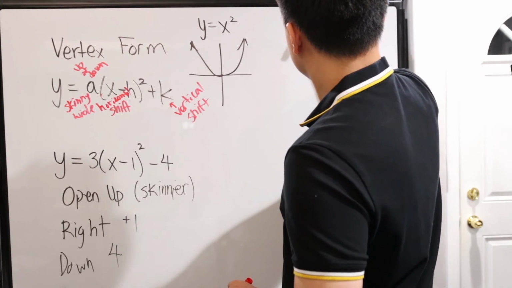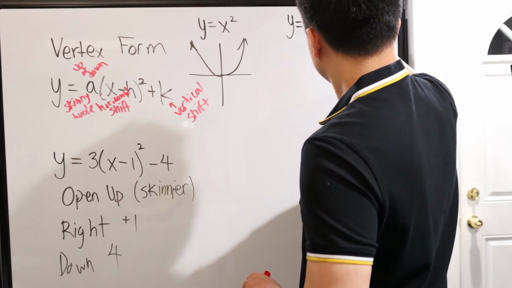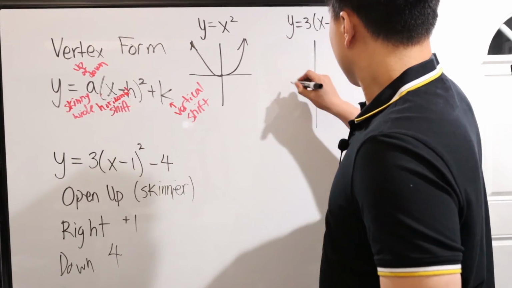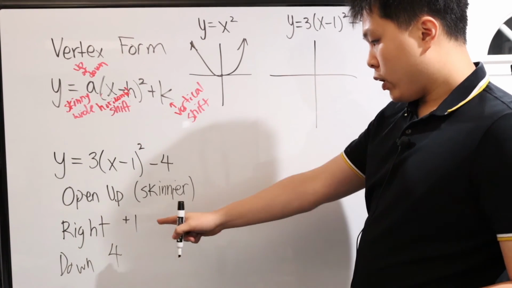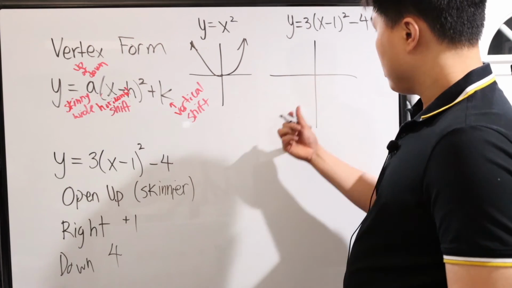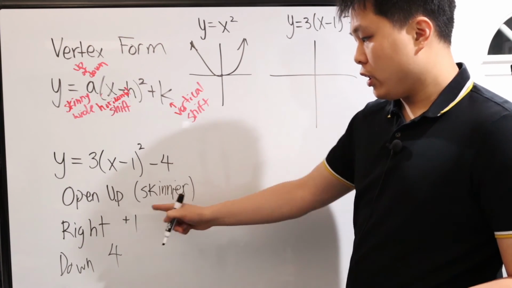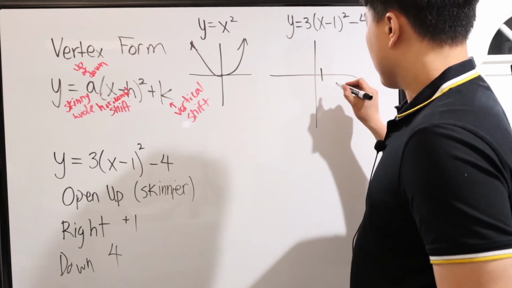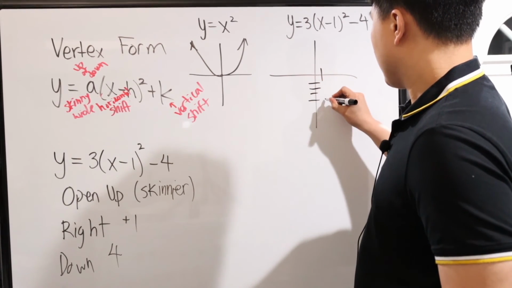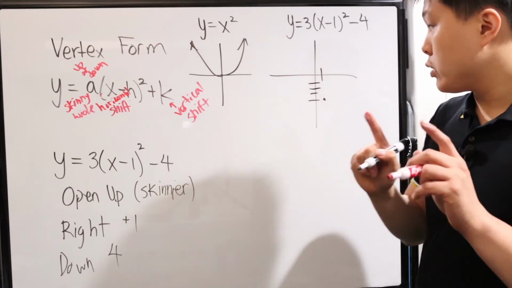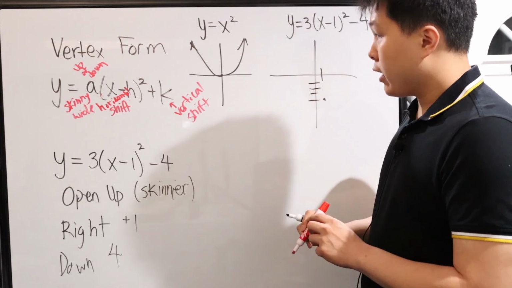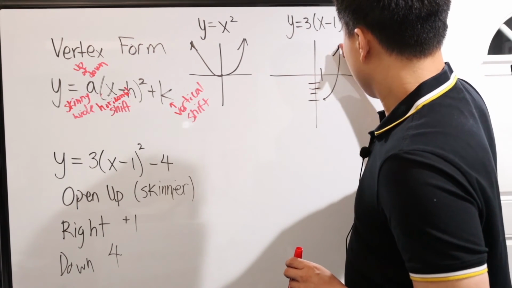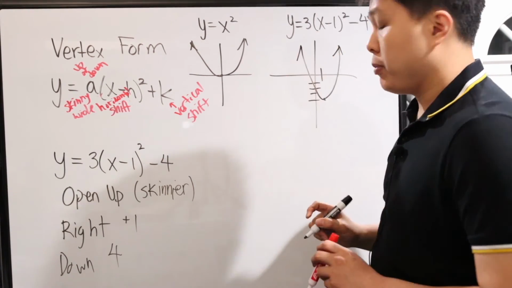Y equals 3 times x minus 1 squared minus 4. Here it is. Now, we want it to open up, so it's going to look like a U. It's going to be a little skinnier. It's going to move to the right 1, so here's 1. And then move down 4 times: 1, 2, 3, 4. Once again, that's also where our vertex is. And then we're opening up, skinnier than that, so I'm just going to exaggerate, so it's going to look something like that, probably.